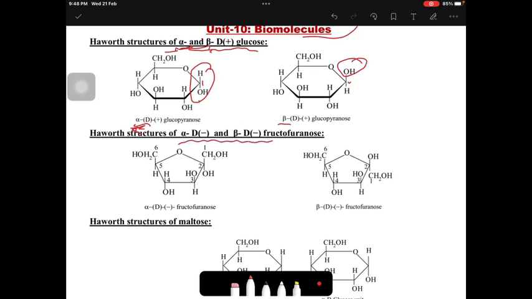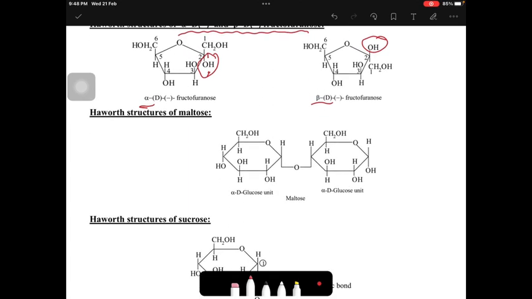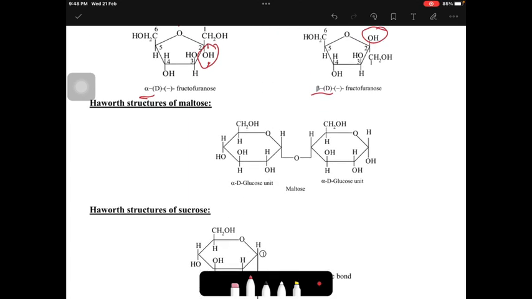Alpha D and beta D fructopyranose. At the second carbon, the OH on the downside is why it is alpha. On top of the vertical line, that's why it is beta. How is the structure of maltose? Two monosaccharide units, glucose units, alpha D and alpha D.